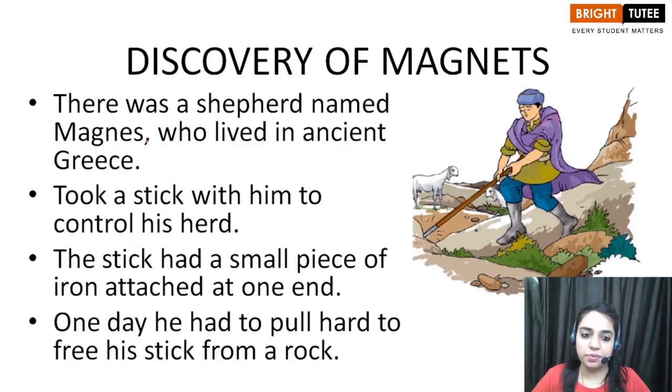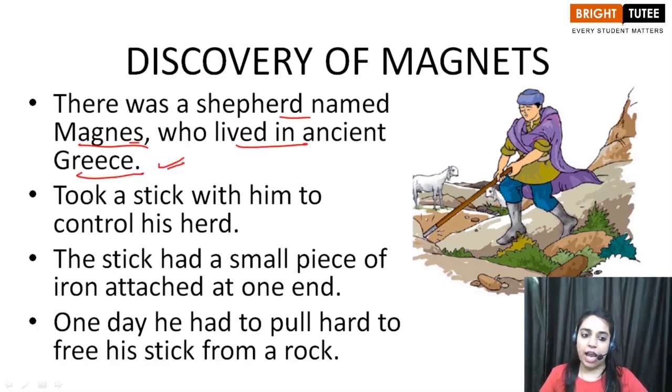Okay, so there was a Greek shepherd named Magnus. Let's just recall everything about the discovery of magnets so that you don't forget it and you remember it for a longer time. Okay, so children, there was a shepherd named Magnus who lived in ancient Greece, and he took a stick with him to control his herd.